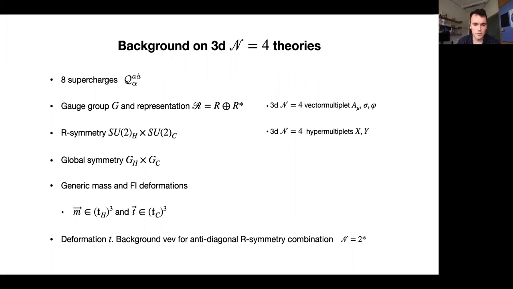We're also going to turn on generic, I'll explain a bit more what I mean by generic later, masses and FI deformations for the global symmetries G_H and G_C. Throughout, we'll also turn on this deformation T. There's going to be a background vev for an anti-diagonal R symmetry combination, and this T deformation is sometimes called softly breaking the supersymmetry to N=2*.